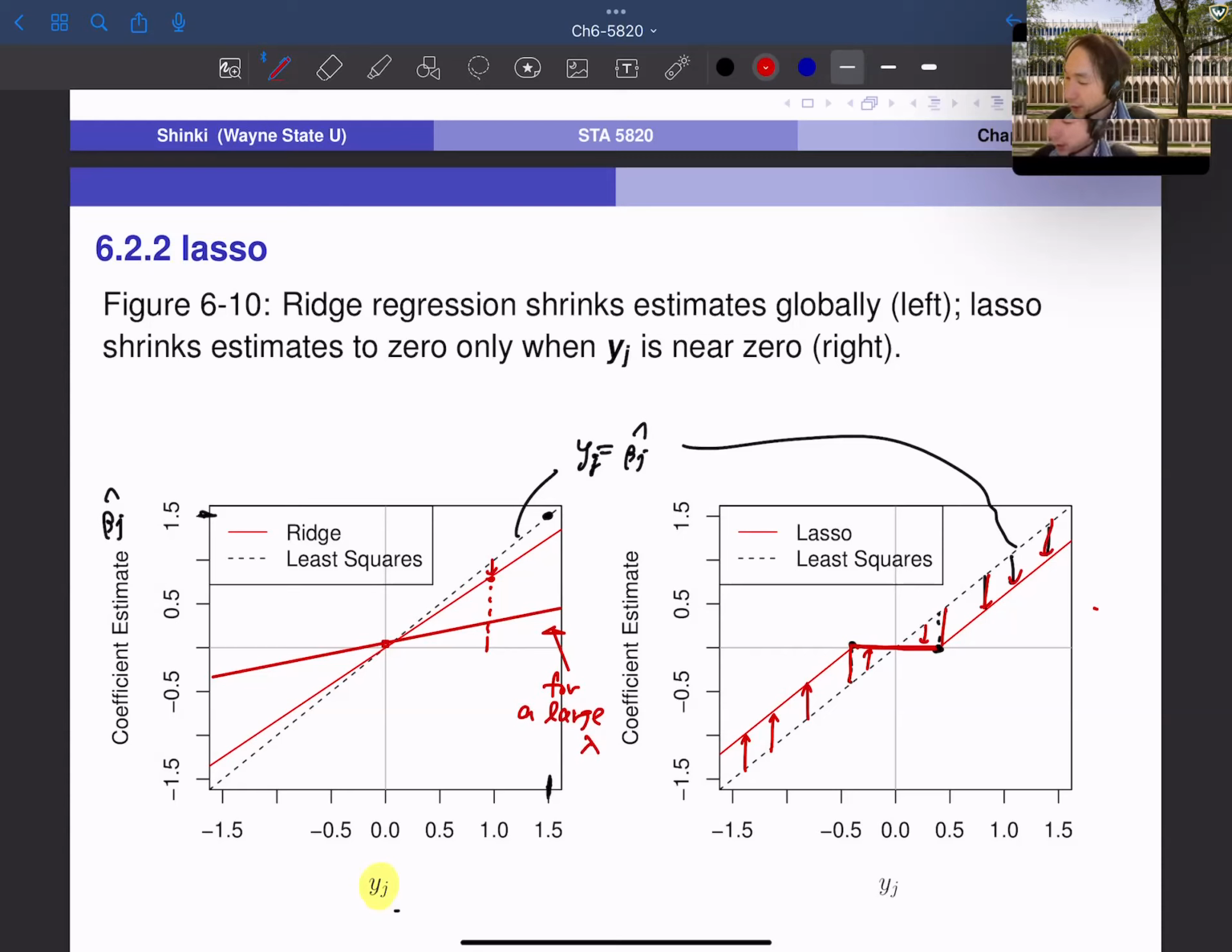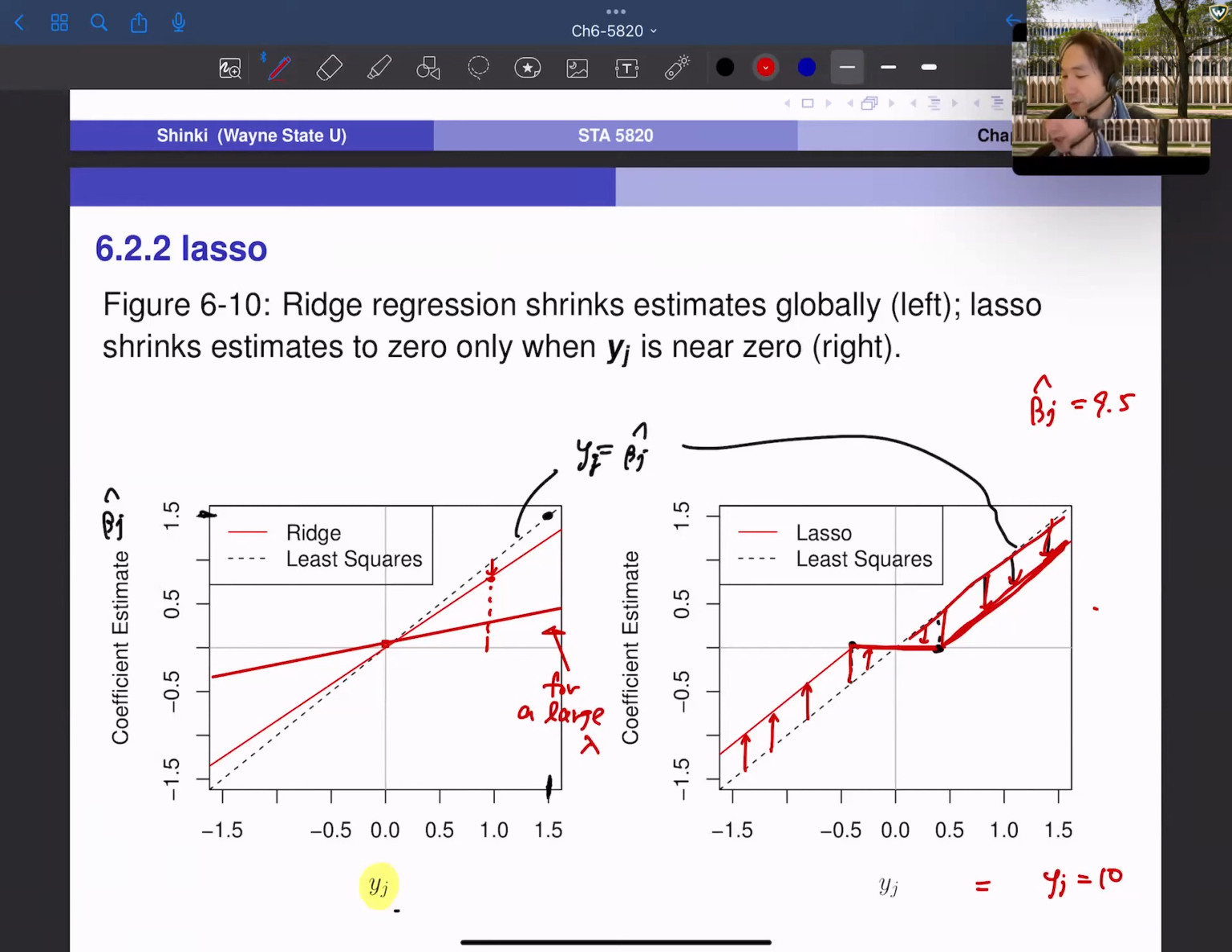So this is another reason that the lasso is popular. Suppose that Yj is large, like Yj is 10 or something. Then beta j hat is probably 9.5, because this is parallel. So the difference between these two is always 0.5. So it's not that large.